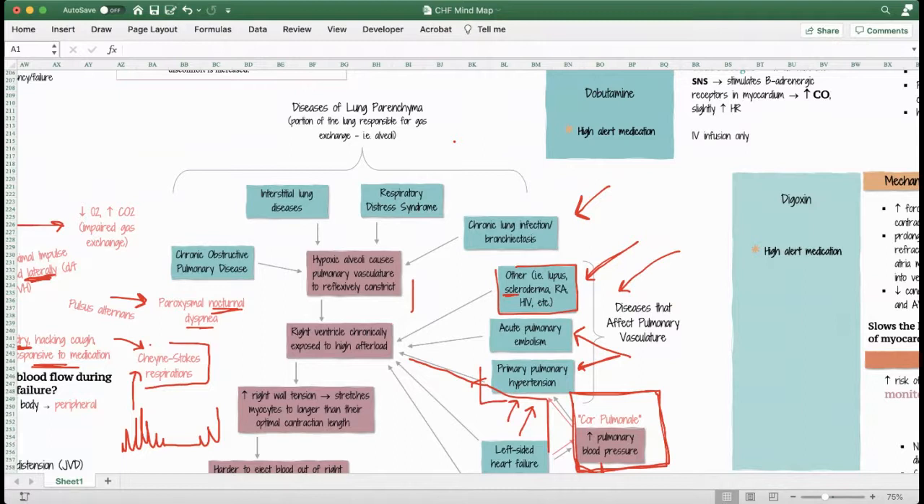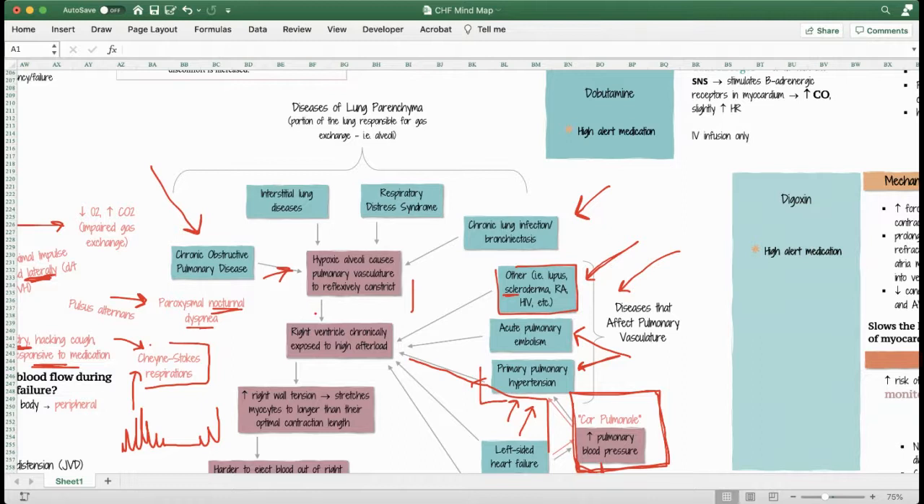So the biggest one here is your COPD, your chronic obstructive pulmonary disease, which causes hypoxic alveoli, meaning the gas exchange isn't happening. You don't have enough oxygen in the alveoli. And then because of that, the pulmonary vasculature, meaning the veins and the arteries that are leading in and out of the lungs, reflexively, in reaction to this hypoxia, are going to constrict. And when they constrict, you're increasing pressure.